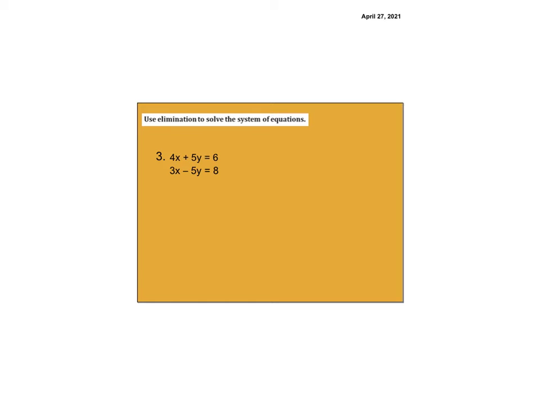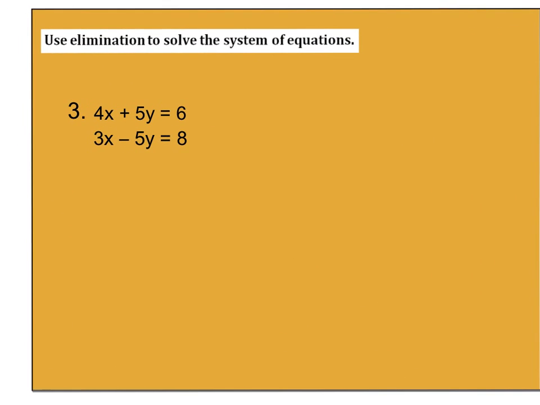So let's take a look at what this entails. Okay, so you see here, and right away when I look at this, I have 4x and 3x, but then I notice I have a 5y and a negative 5y. And remember what I said, I want a plus and a minus of the same number. And that's what I have. So that's what I want to use there.